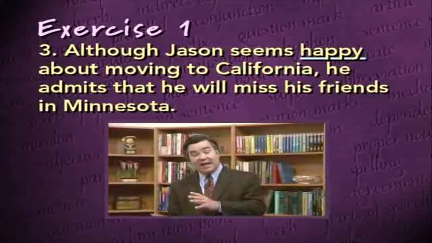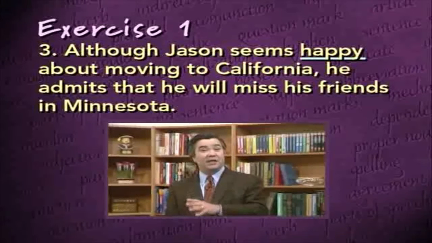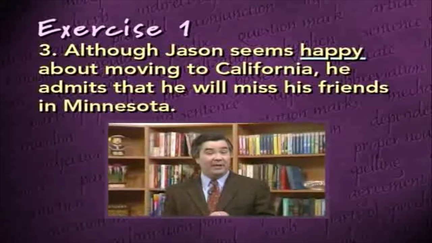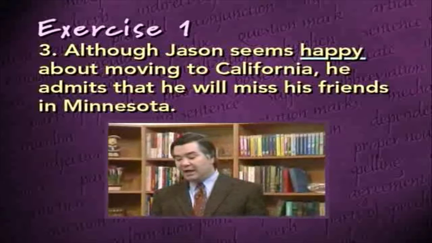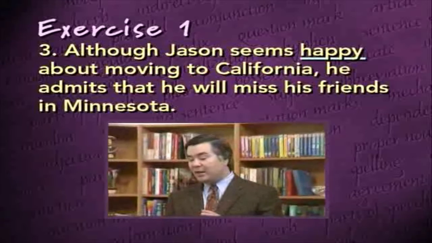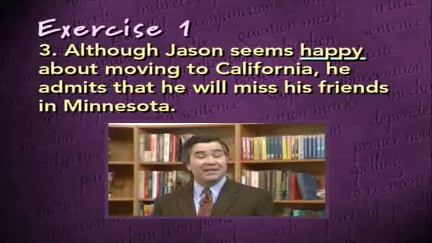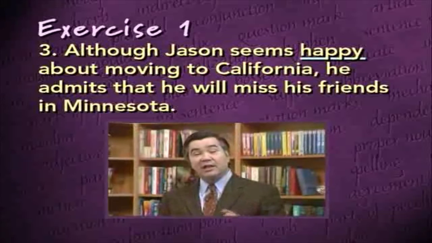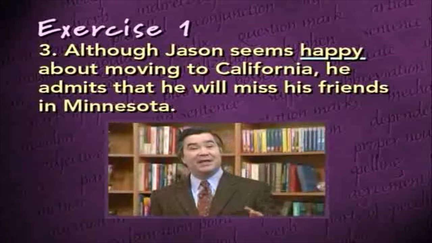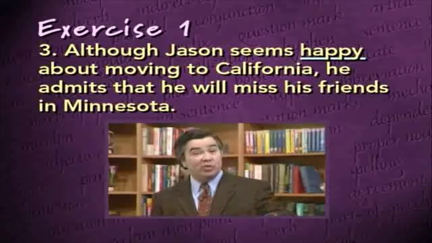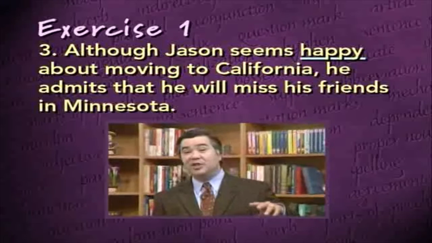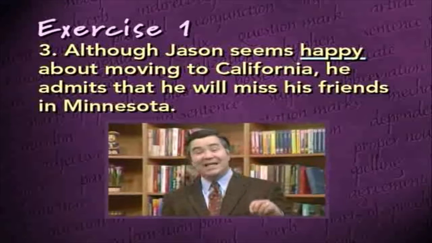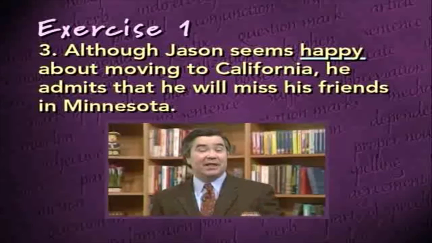Now, is an adjective or adverb correct in this particular sentence? What is being modified by the adjective happy? Well, let's look at the verb that's nearby. It says, although Jason seems happy about moving to California, the verb is seems. Now, is seems an action verb or a linking verb? Is it describing something that the subject Jason is doing, or rather something that the subject Jason is? Well, it's a linking verb. It's describing something that Jason is rather than something that Jason does.